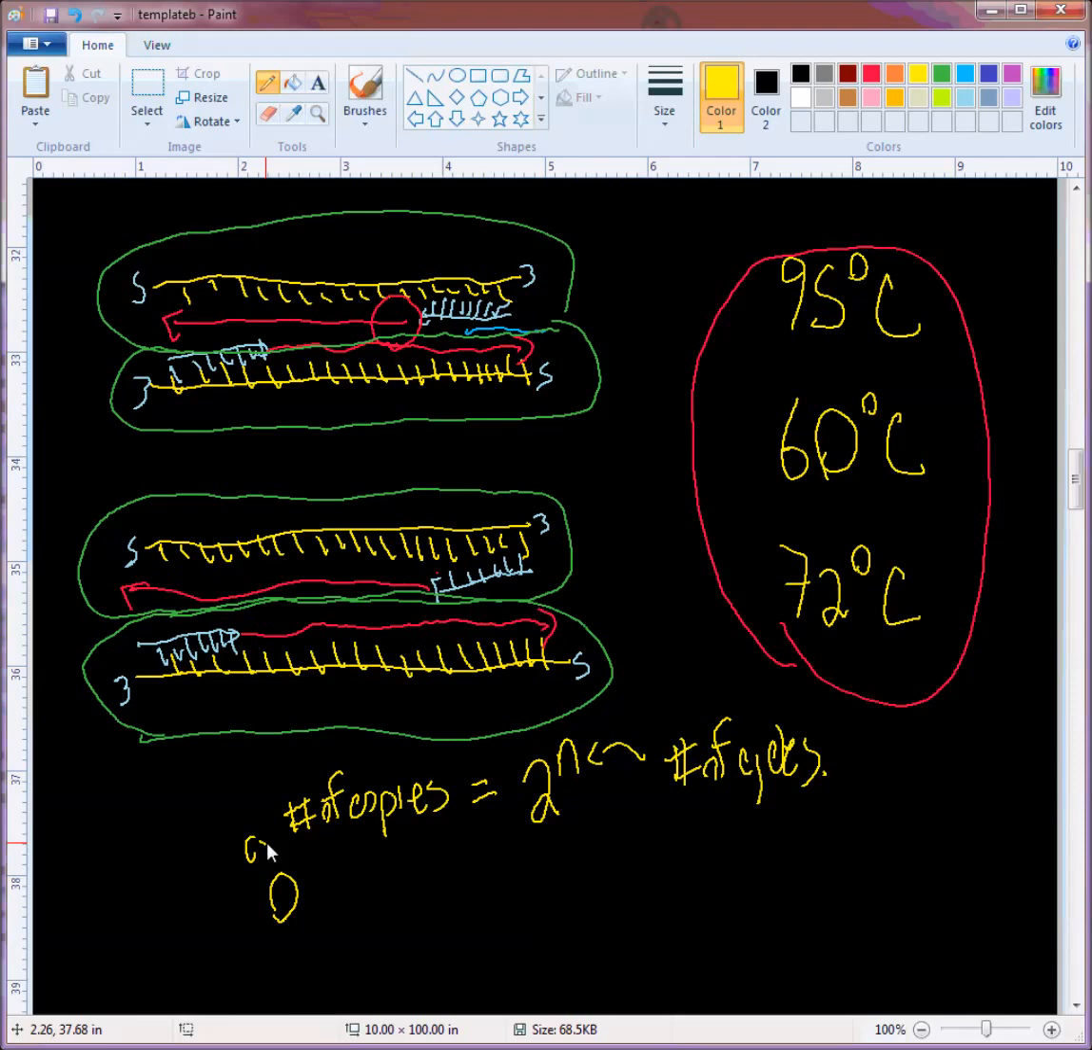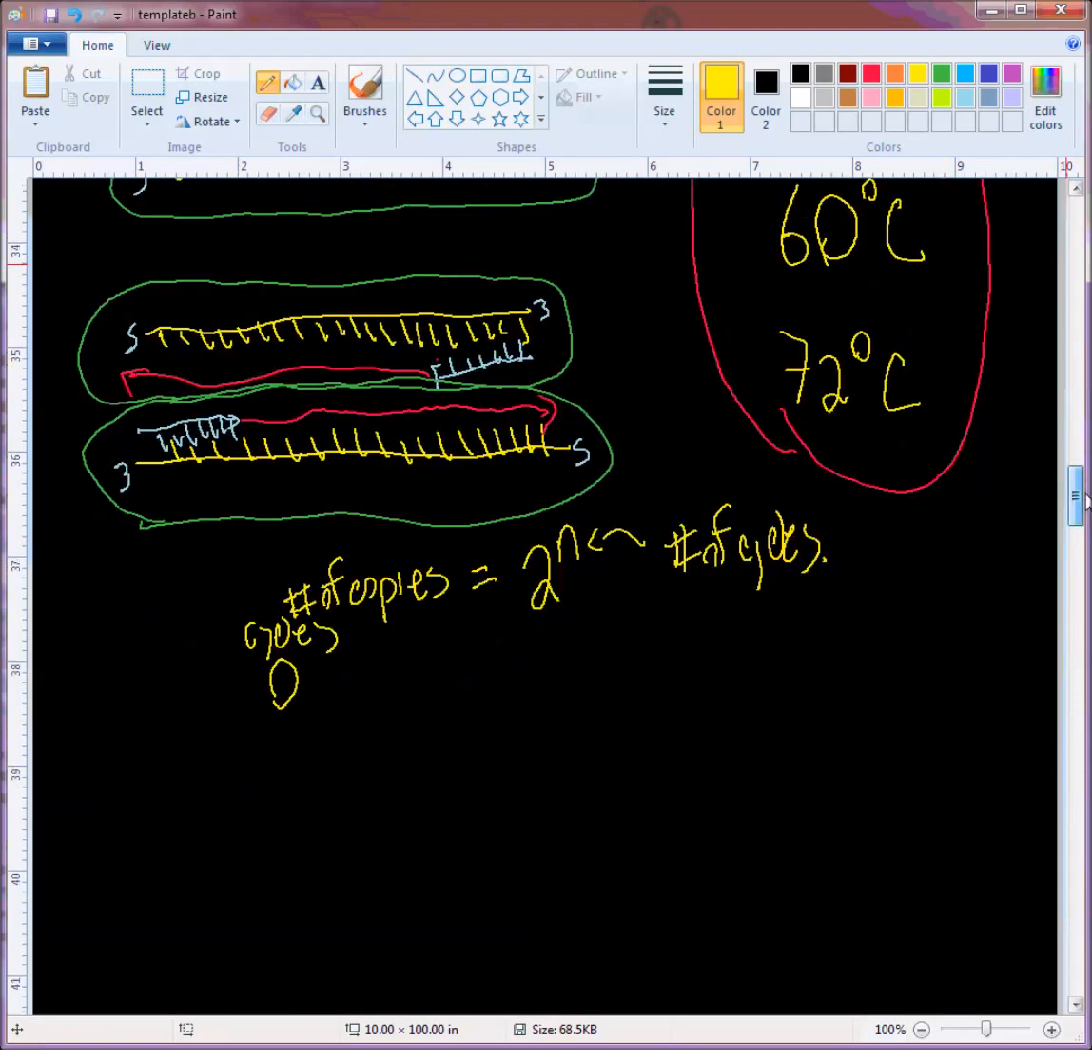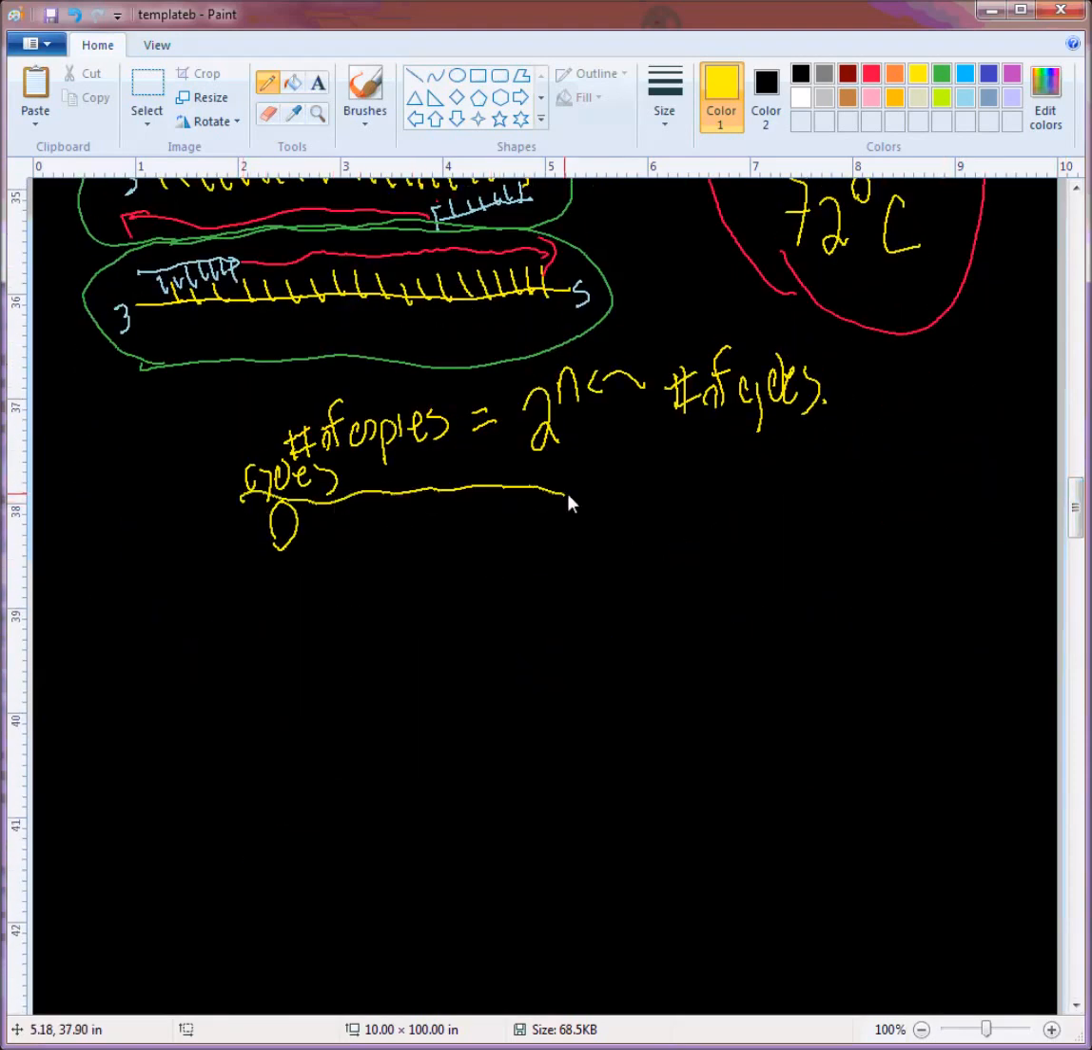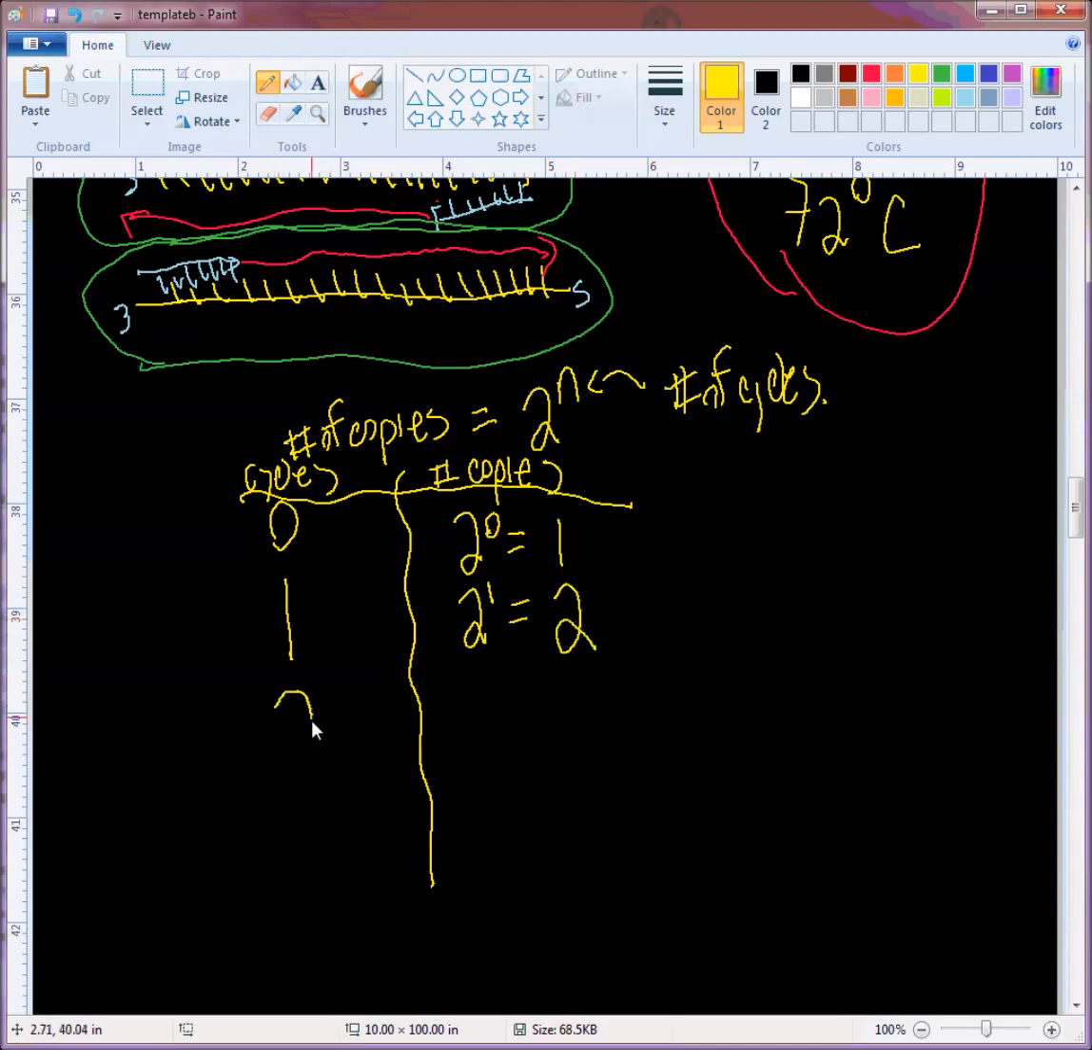So here's 0 cycles here. We'll have a table here. 0 cycles, number of copies. So 2 to the 0 equals 1. Okay, 1 copy, that makes sense. If we had just 1 cycle, well, that would be 2 to the first power here, and that would be, how many? That would be 2, right? Okay, that makes sense. We started with one round of PCR, we have 2 copies. How about 2 cycles? 2 to the second here, we have 4 copies.